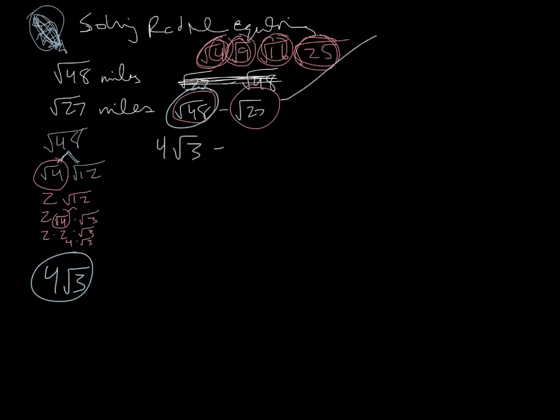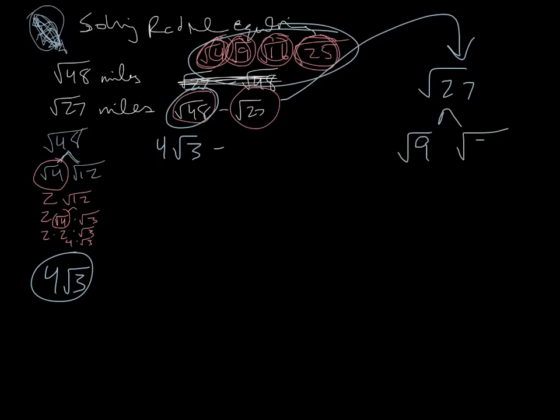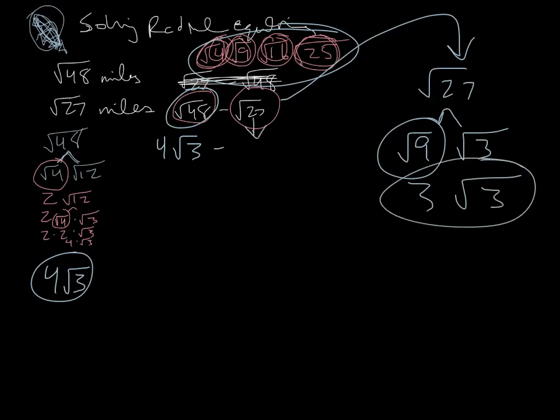Now, it's our turn to do this with radical 27. Do any of these four numbers go into 27? 9. 9, very good. How many times does 9 go into 27? 3. What is radical 9? 3. And then can we simplify radical 3 any? No. So that's it for this one. So it's 3 radical 3. Now, we've simplified both of these. We've kept them in their radicals. We didn't put it in the calculator and get a decimal. We didn't screw it up at all, okay?